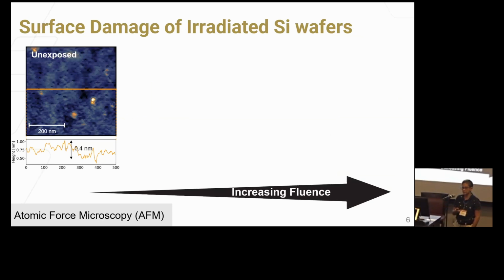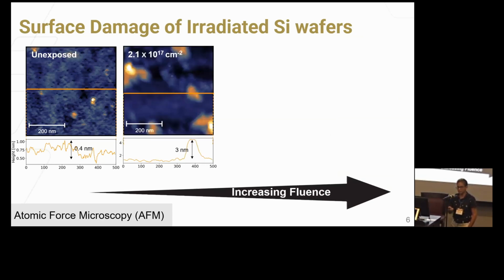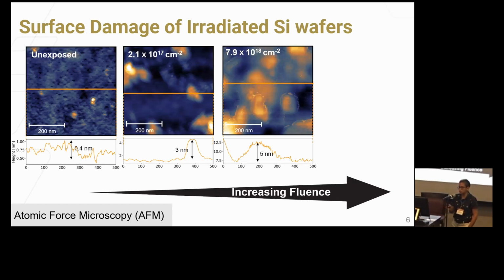So here we see an unexposed AFM image, and we see the surface fluctuations are roughly 0.4 nanometers. Upon exposing it to deuterium ions at a low fluence, we see that we create these spatially separated blisters that can contain our implanted deuterium gas. And these blisters go up to a height of 3 nanometers. Upon increasing our fluence, these blisters start to merge into one another, making it hard for us to spatially separate these blisters.